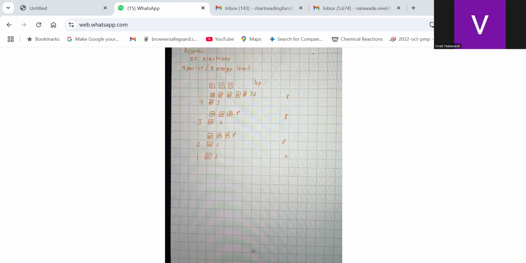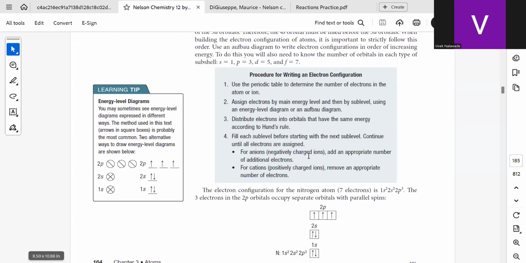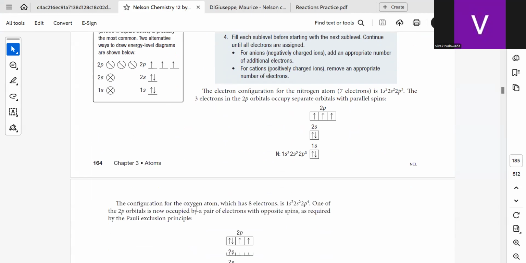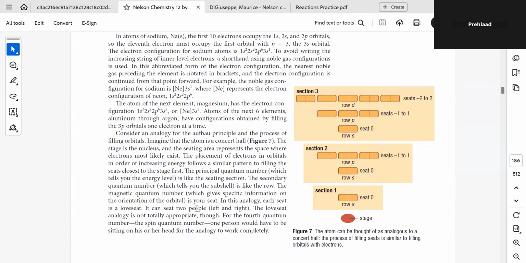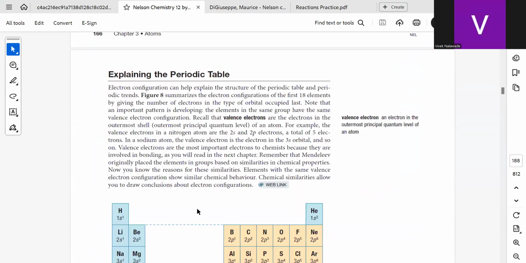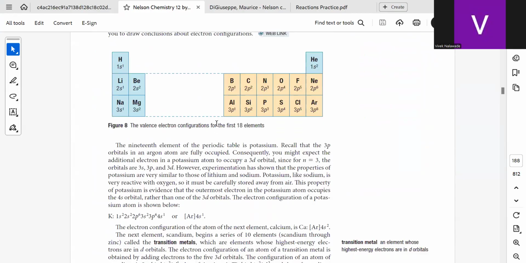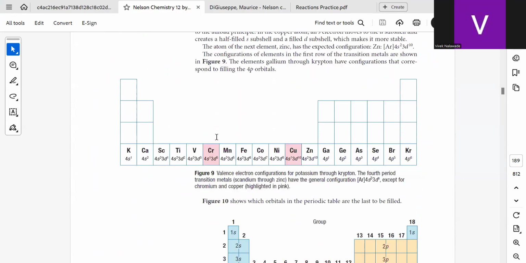That should conclude the unit. What am I sharing with you? You're just sharing my work. Okay. So we are done with the electronic configuration and periodic table explanation. I had already done that.